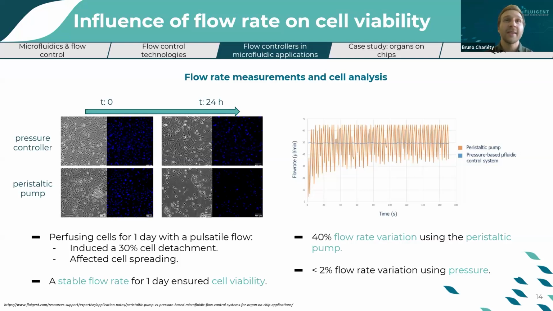So when using stable flow rates, we can, however, observe the same level of cell confluency as initially and well-spread cells. So it indicates that a stable flow rate will ensure cell viability, and it confirms that flow rate stability and accuracy should not be underestimated for cell culture experiments under flow applications.